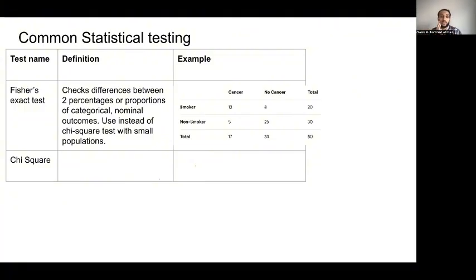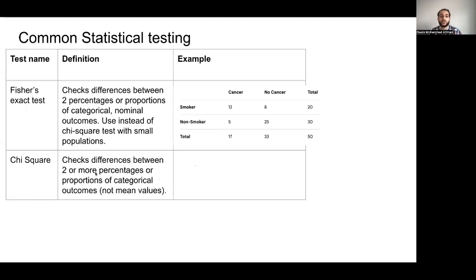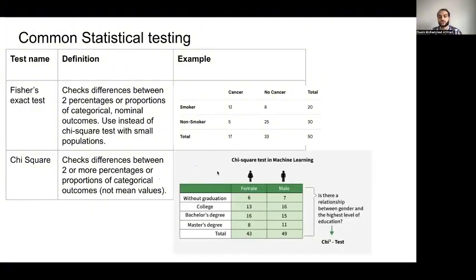Chi-square is asking the same thing, and it's kind of like the bigger version of this. So it checks the difference in two or more percentages or categories, non-mean values. Over here, male versus female, without graduation, college, bachelor, master degree. So male versus female, but it's education status. So that's an overview of how I try to do statistical testing and how I teach hemolytic units.